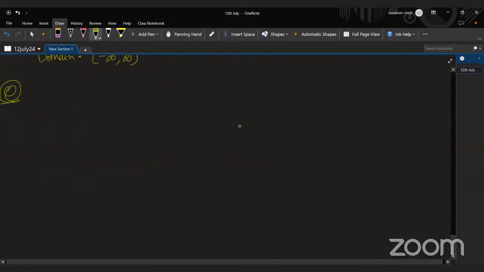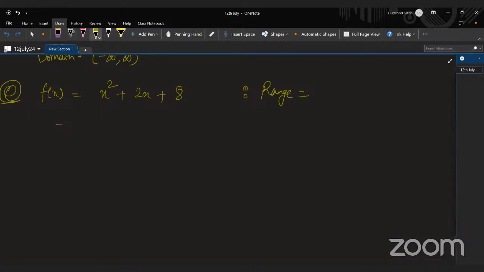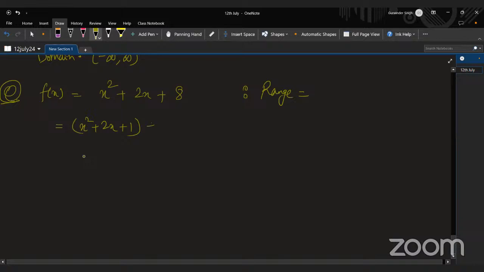Okay, so third problem, f of x is equal to x square plus 2x plus 8. So tell me what will be its range? I will try to factorize it. So I can write it as x square plus 2x plus 1 plus 7. So this can be written as x plus 1 squared plus 7.